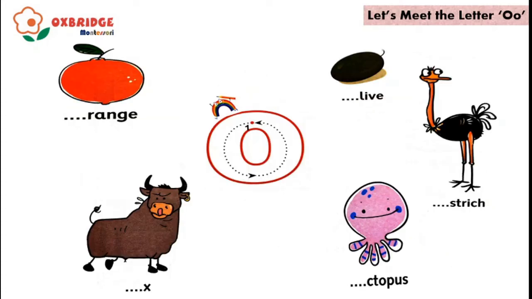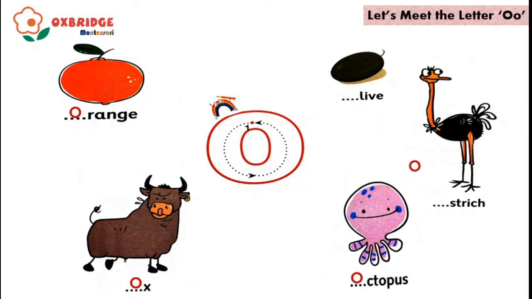Next here is O. O is the name of the letter and the sound it produces is O. We say O with open mouth without moving our lips or tongue. So O is also a vowel. Let's find out the beginning sound of orange. The beginning sound of orange is O. Next we have a picture of ox. Ox, O. Next we have octopus.